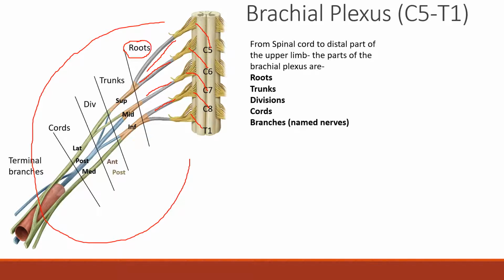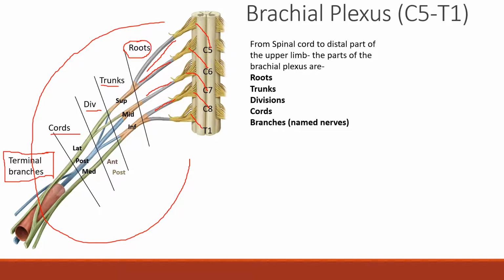These roots combine to make trunks. The trunks recombine to make divisions. The divisions continue on and are called cords. And then the cords give off branches, which are called the terminal branches. And so the terminal branches are the named nerves of the upper limb. All right, so if you talk about, let's see, the radial nerve or the ulnar nerve, any of these nerves that are traveling through the upper limb are all branches of the brachial plexus.